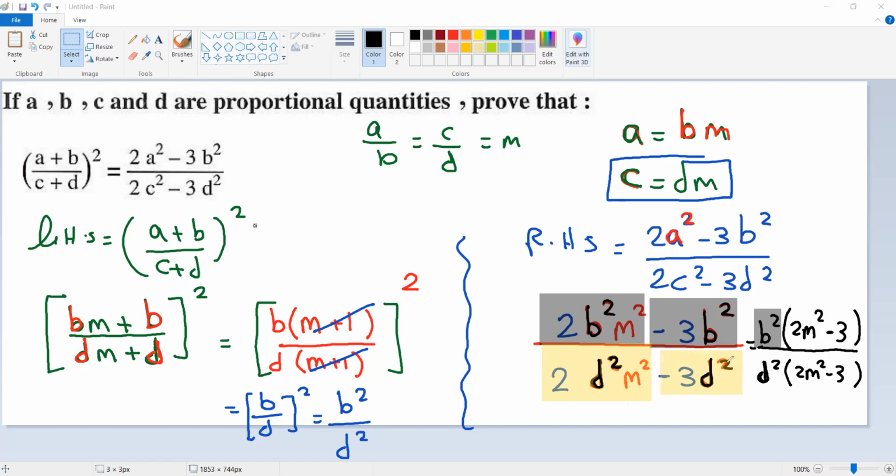And here it's d to the power of 2, the factor. So you will get at the top and at the bottom the bracket 2m to the power of 2 minus 3, and down we have 2m to the power of 2 minus 3. Cancel them out. So you will end up with b to the power of 2 all divided by d to the power of 2. So the left hand side is equal to the right hand side. That's it.